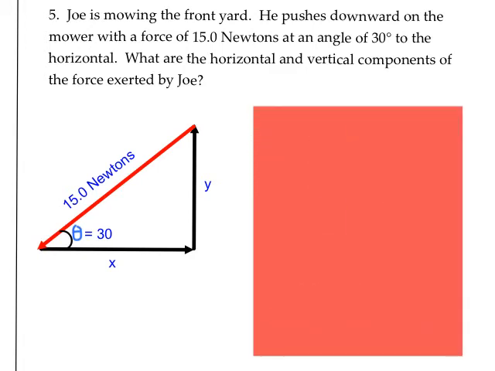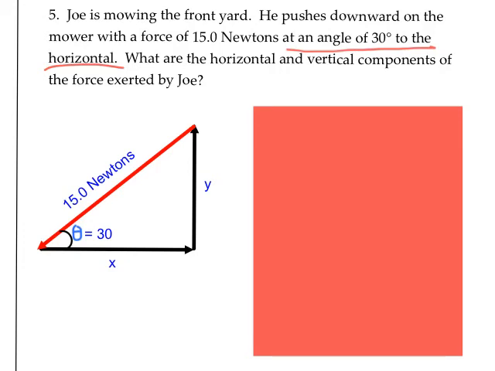So on this one, I've got somebody mowing the yard and they pushed downward on a mower, so I drew my resultant going downward, and it says add an angle to the horizontal. That means that the angle I drew in touches the horizontal. And I'm looking for the x leg.